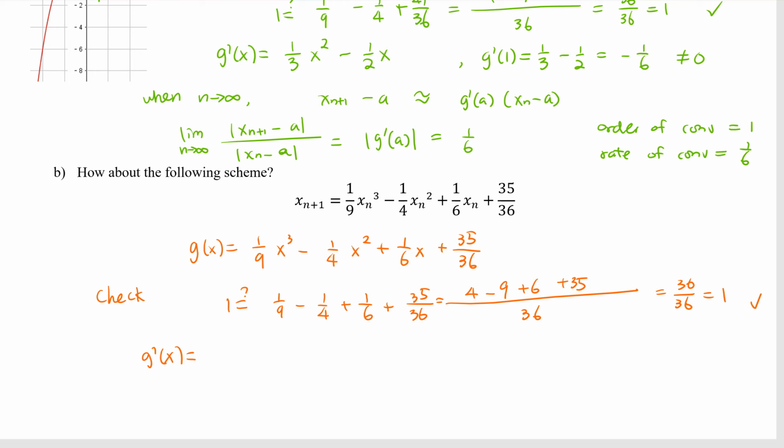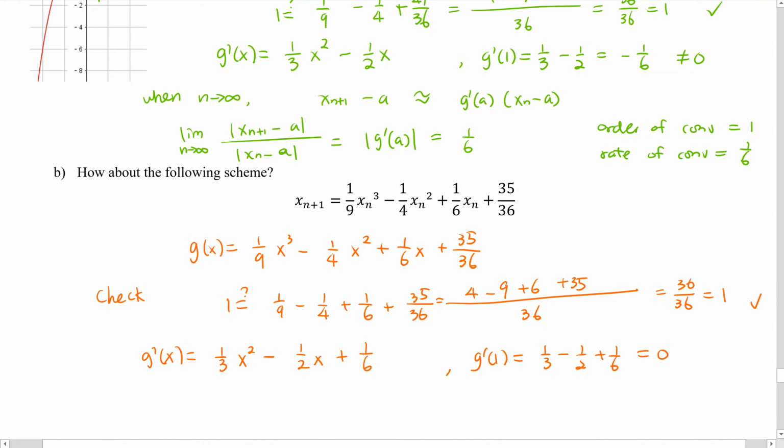The derivative of 3 times 1 over 9 x cubed is 1 over 3 x squared. The derivative of 2 times 1/4 x squared is 1 over 2 x. The derivative of 1 over 6 x is 1 over 6. And let's plug in 1: 1 over 3 minus 1 over 2 plus 1 over 6. Ooh, that is 0. Right, everybody?